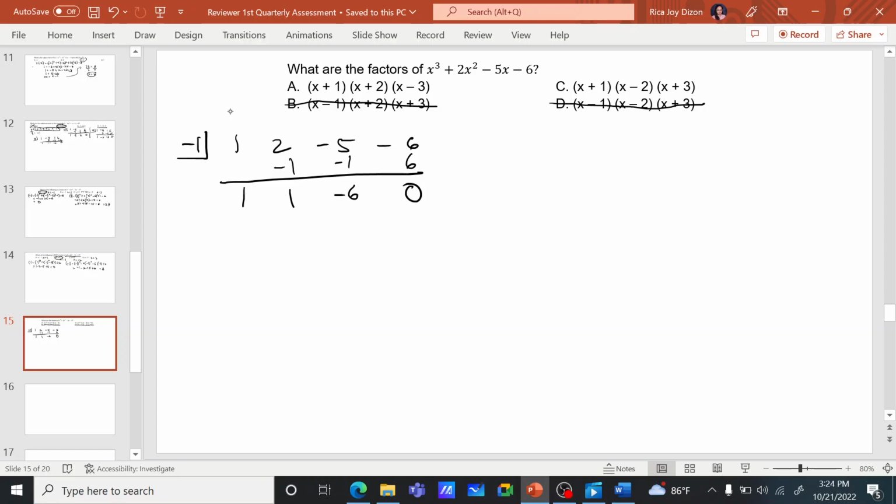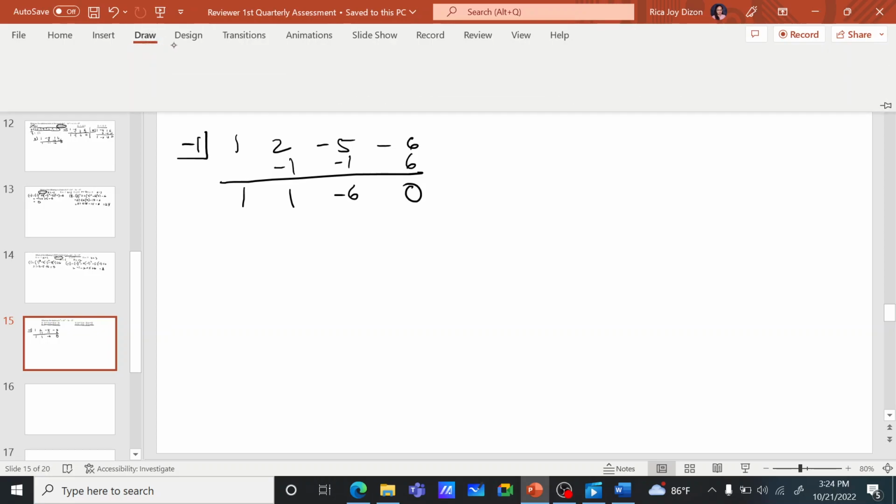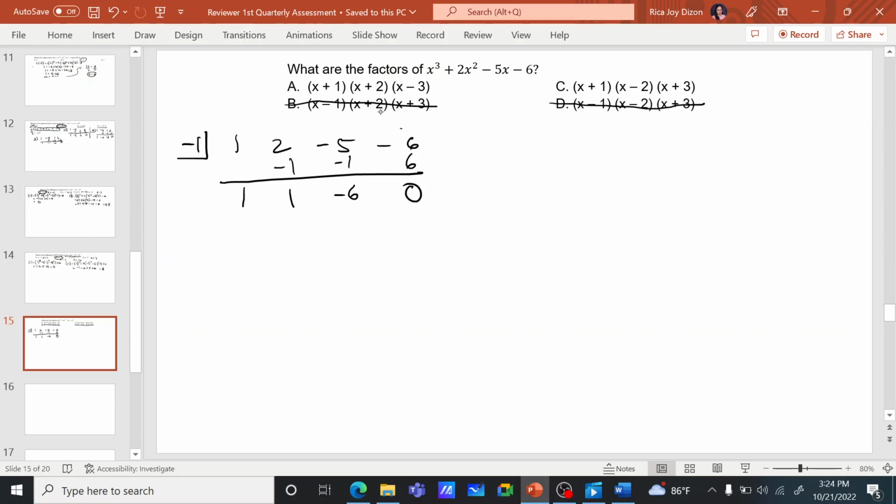Let's try with this. If x plus 2 is a factor, our value of x in here is negative 2. By synthetic division, we write all the coefficients of the polynomial: 1, 2, negative 5, negative 6. We bring down the first number, 1 multiplied by negative 2, that's negative 2. Then that's 0. 0 times negative 2 is 0. That we add, that's negative 5, we multiply, that's 10. And it gives us a remainder of 4, meaning x plus 2 is not a factor.